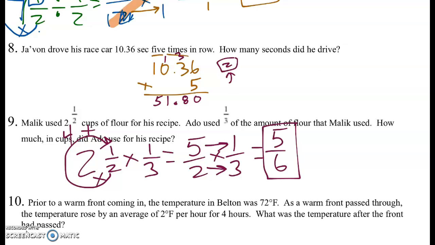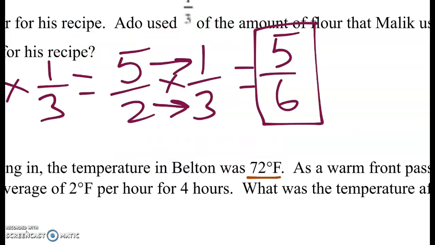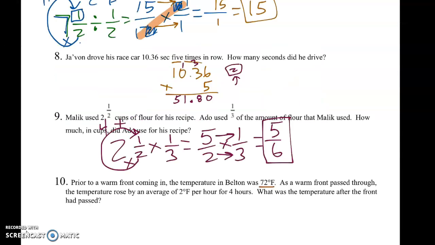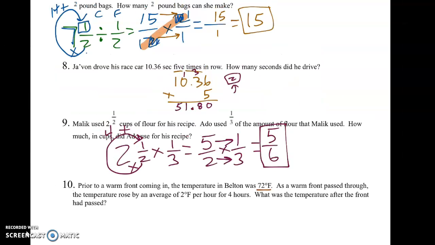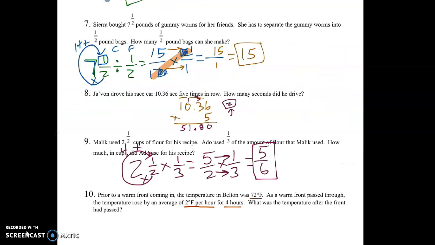Alright. Number 10. Prior to a warm front coming in, the temperature in Belton was 72 degrees. I'll go ahead and underline that because I'm sure it's important. As a warm front passed through, the temperature rose by an average of 2 degrees per hour for 4 hours. So what was the temperature after the warm front had passed?